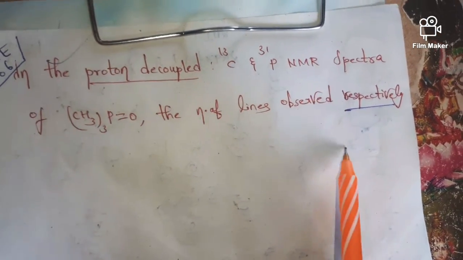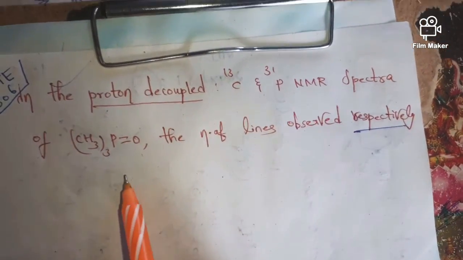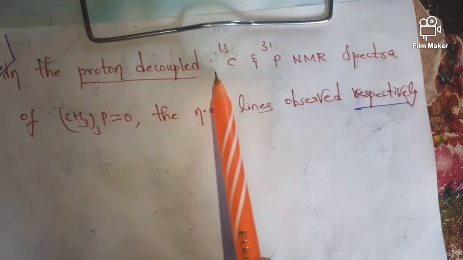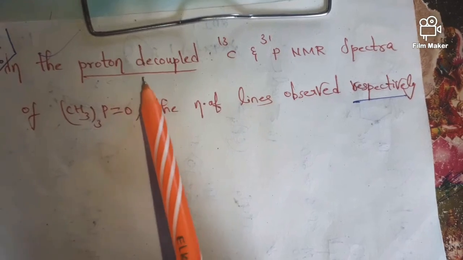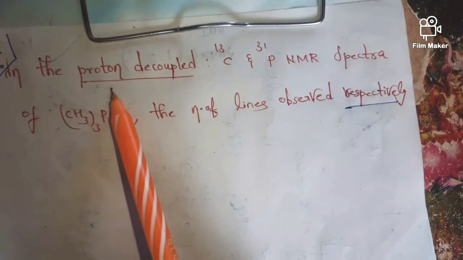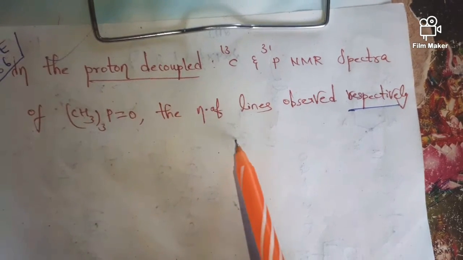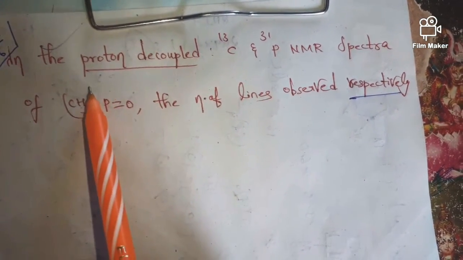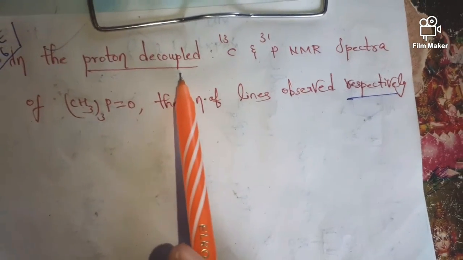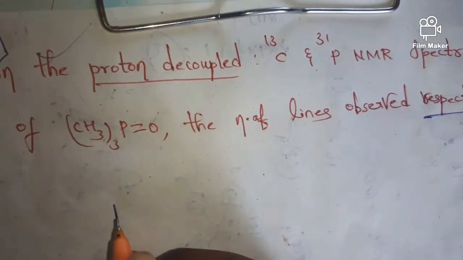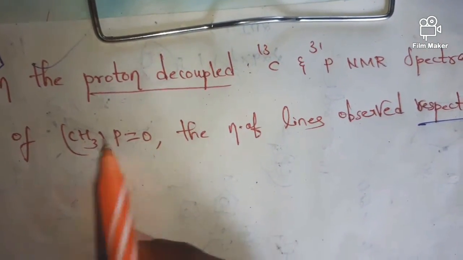absorbed respectively. See, here one thing is very important for us friends, that is proton decoupled. Decoupled means the proton is not involved in coupling. So while finding the number of lines, we should not think of the hydrogens because here the protons are not involved in coupling. Now first let us draw the structure for this formula.